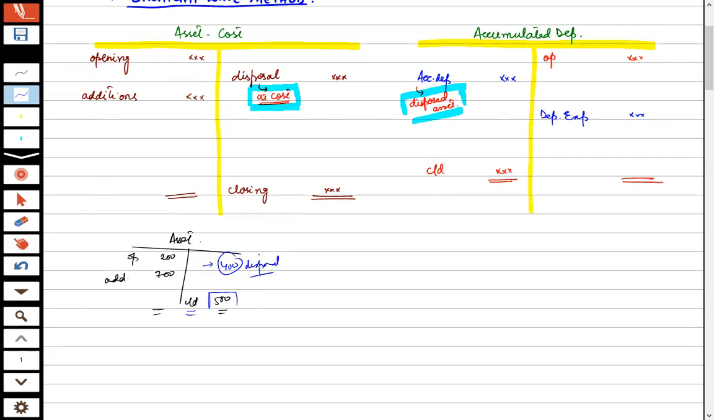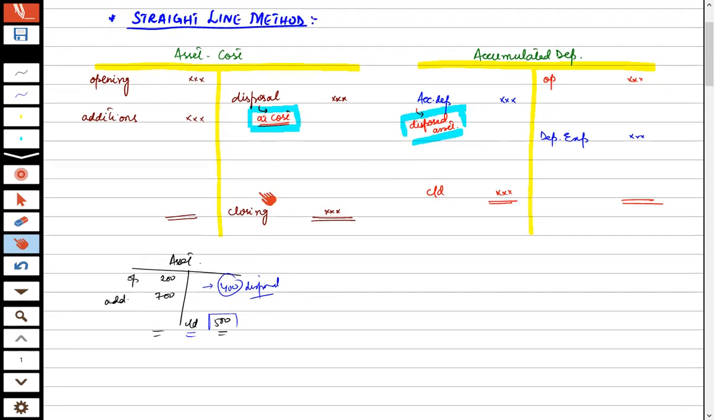So three are known, and one is unknown. We calculated that unknown from the T account perspective. Clear? And it's always disposal. Can it be something else? No. If there is a remaining amount after the closing balance is given, if there is anything in the credit, in the straight line method, it would always be disposal. Clear?